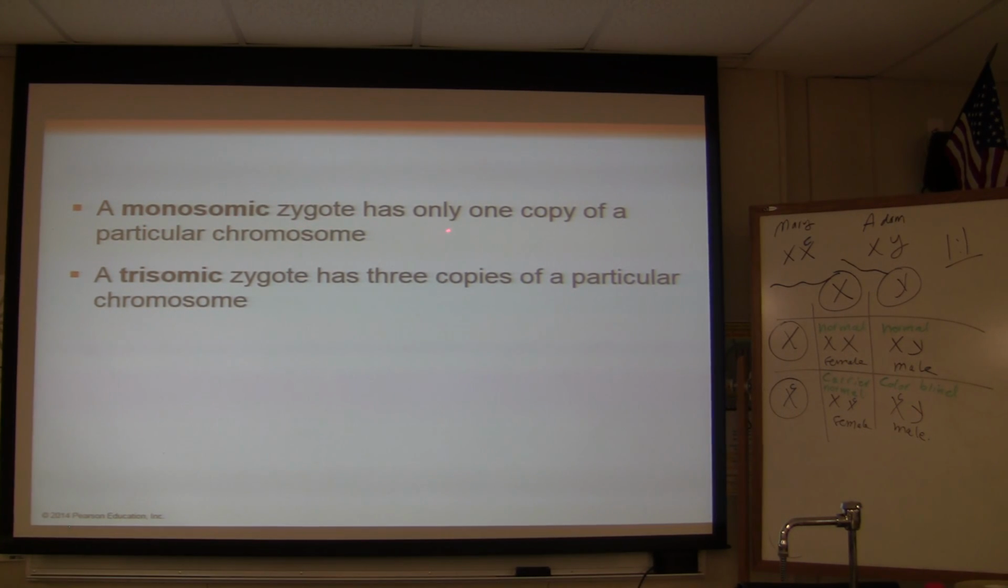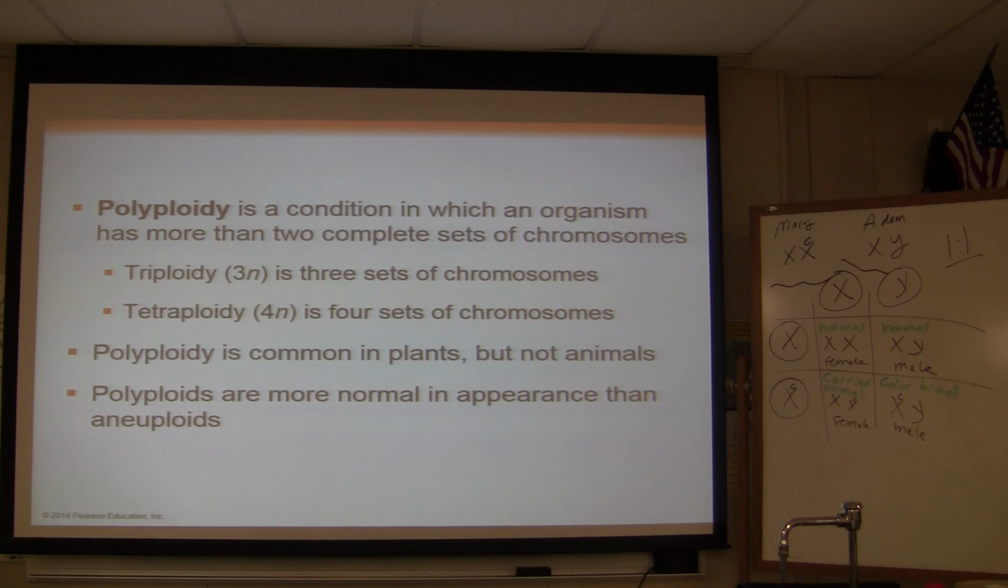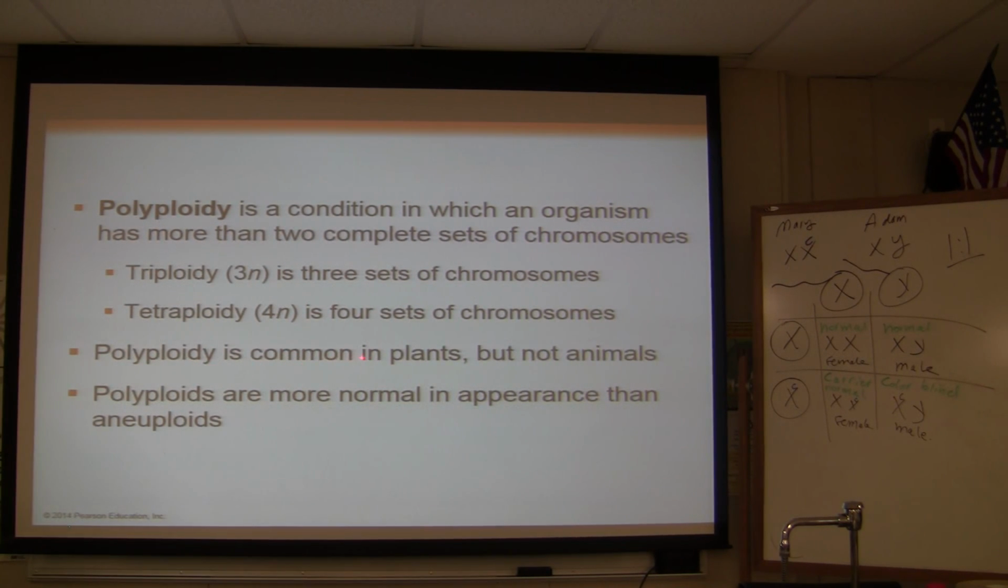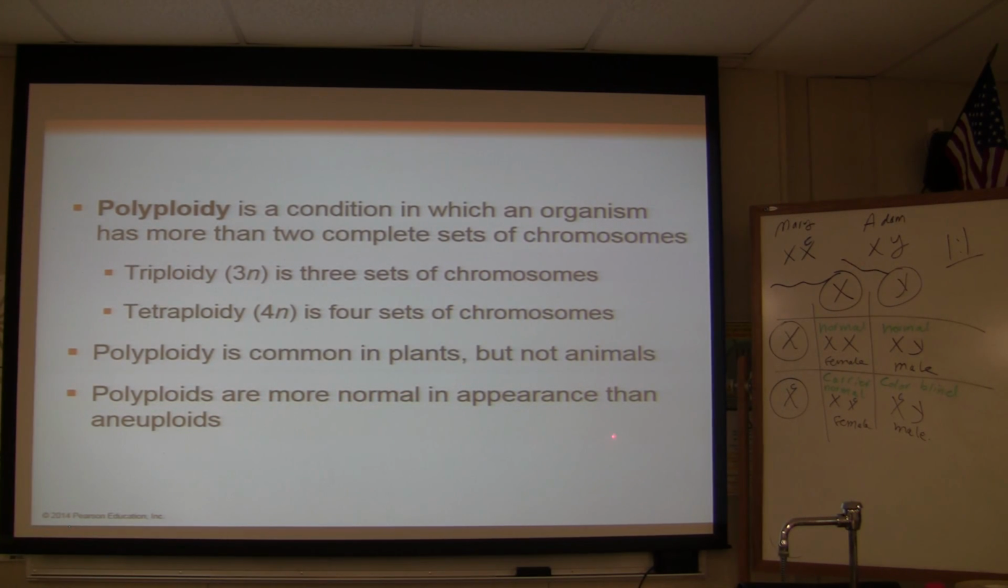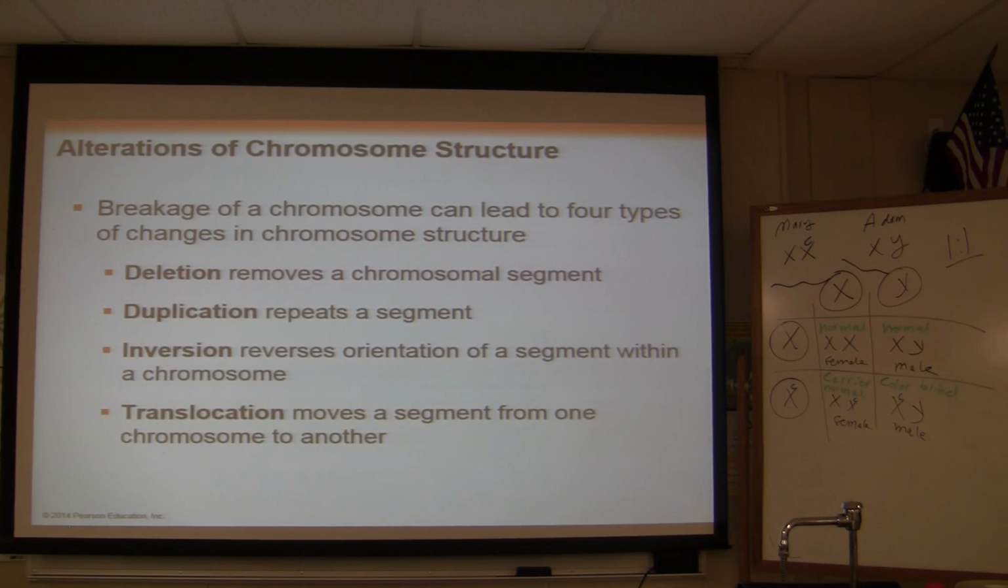A monosomic zygote has one copy of a particular chromosome. A trisomic zygote has three copies of a particular chromosome. Polyploidy is a condition in which an organism has more than two complete sets of chromosomes. Triploidy has three sets. Tetraploidy has four sets of chromosomes. Polyploidy is common in plants, but not in animals. Polyploids are more normal in appearance than aneuploids.